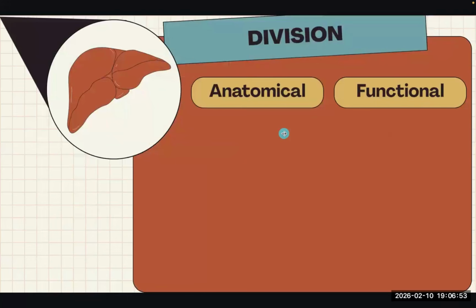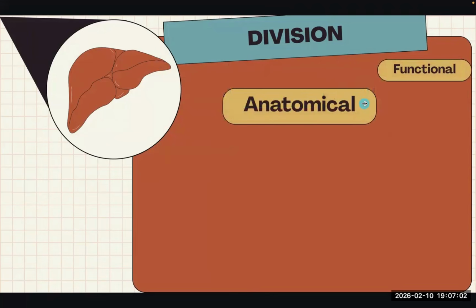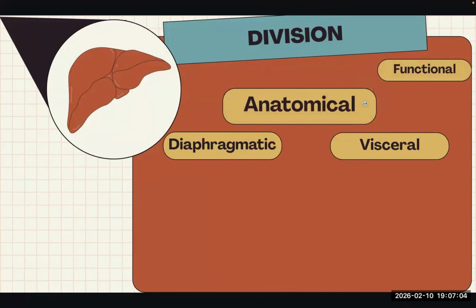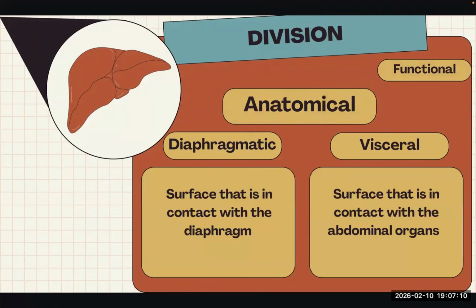Now let's talk about its lobes and its divisions. We have anatomical divisions and functional divisions. Let's start with the anatomical. The anatomical can be divided further into diaphragmatic and visceral. What does that mean? The diaphragmatic is the surface that's in contact with the diaphragm. And the visceral is the surfaces that are not in contact with the diaphragm and are rather in contact with other abdominal organs.